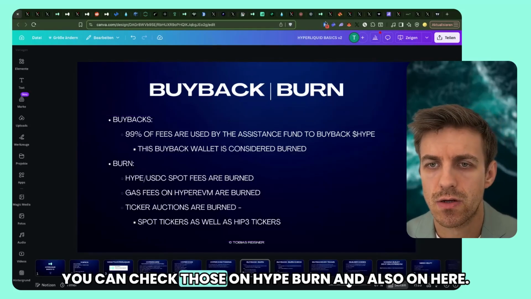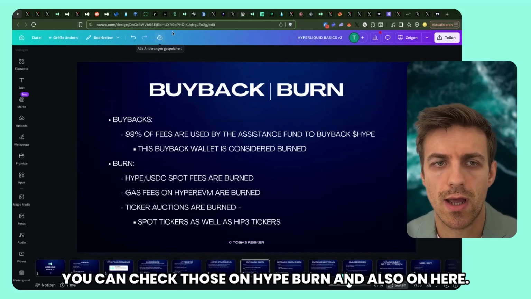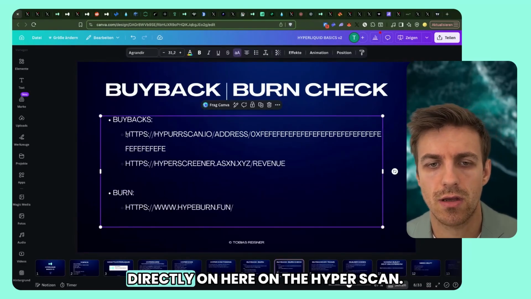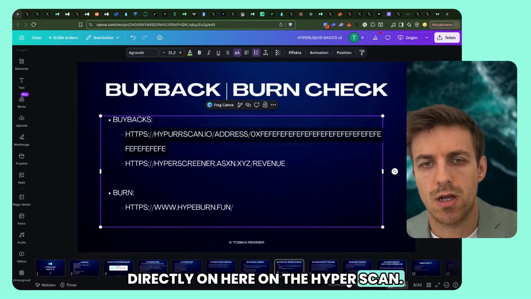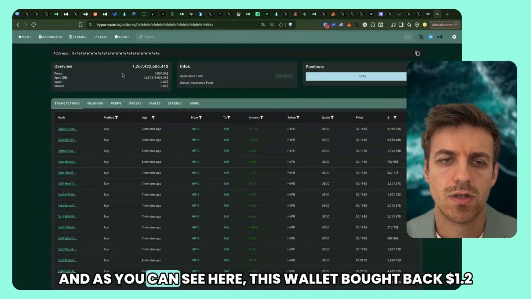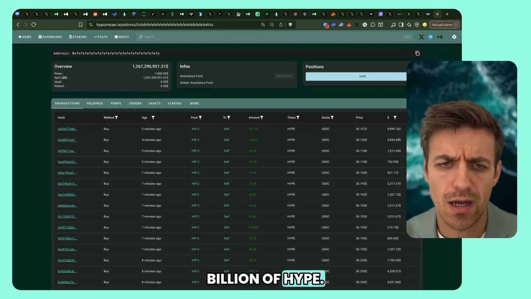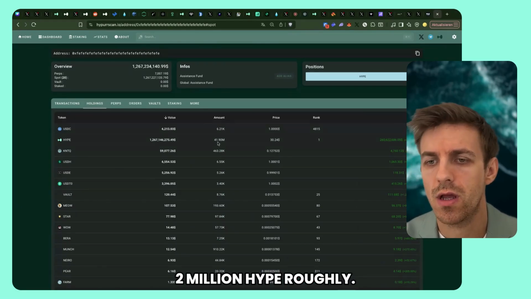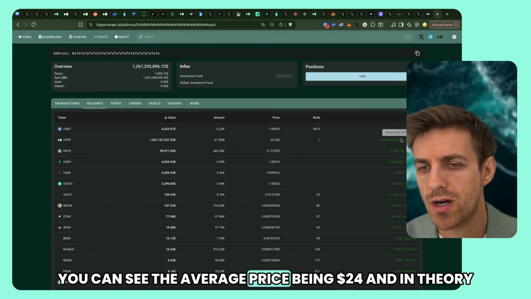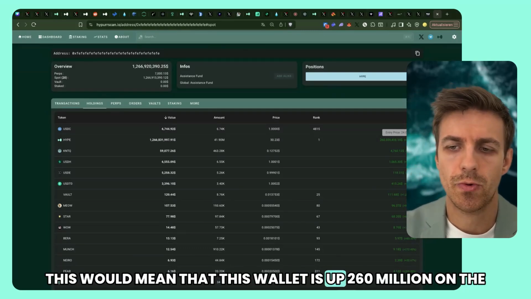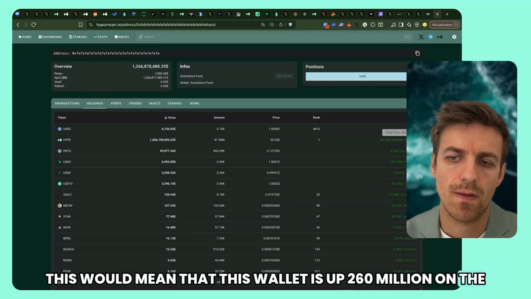You can check those on HYPE burn, and maybe first for the buyback, you can check directly here on the HyperScan. That's the 0x55 wallet. And as you can see here, this wallet bought back $1.2 billion of HYPE, currently holding 42 million HYPE roughly. You can see the average price being $24. And in theory, this would mean that this wallet is up $260 million on the HYPE position.